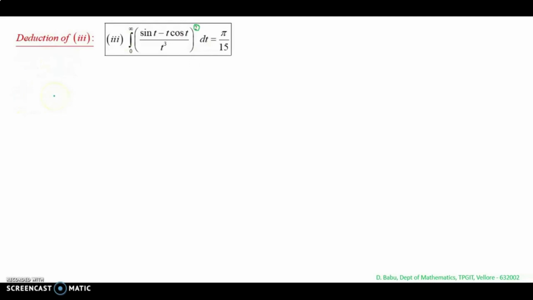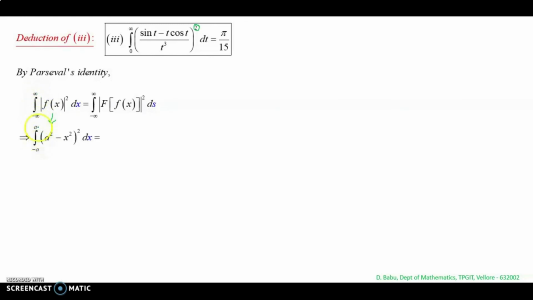Integration from minus infinity to plus infinity of mod f(x) the whole square dx is equal to integration from minus infinity to plus infinity of modulus Fourier of f of x the whole square ds. So what is f of x? f of x is a square minus x square, defined in the limits minus a to plus a. Therefore, minus infinity to plus infinity can be replaced by minus a to plus a, a square minus x square the whole square dx.